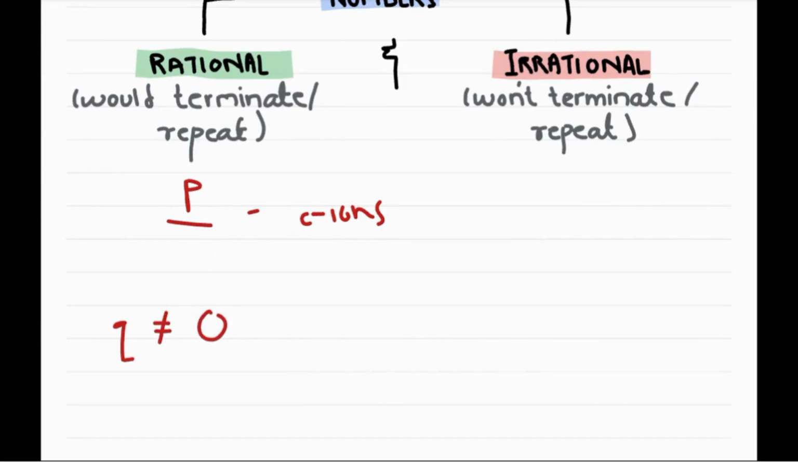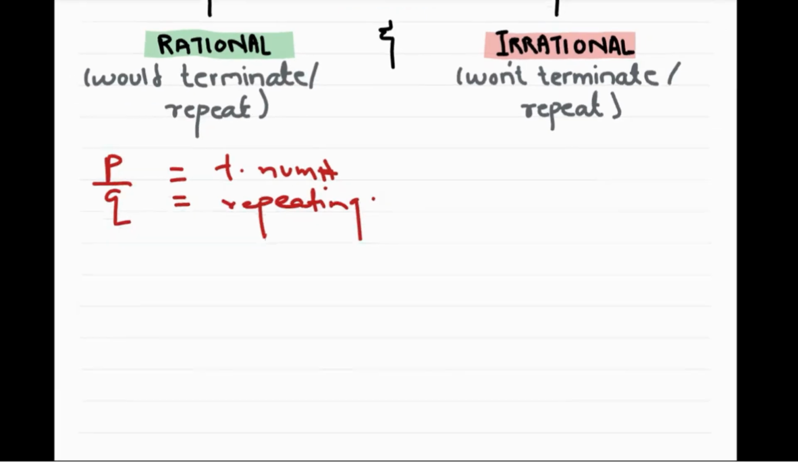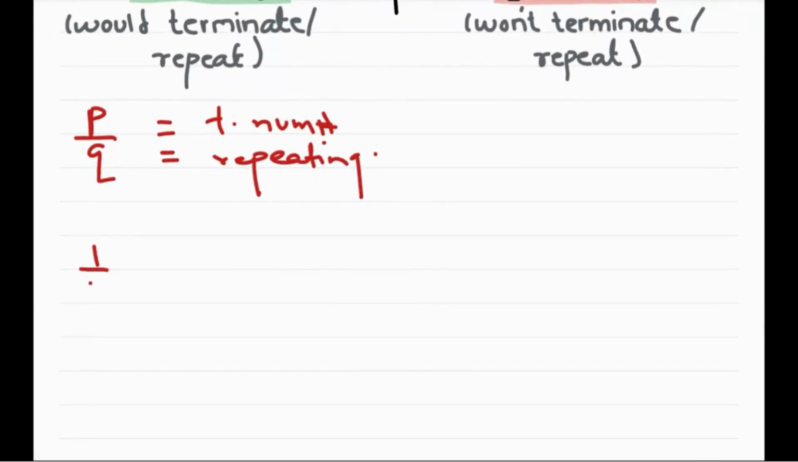So the second thing we should know is that rational numbers, when solved in the form of P upon Q, will either give us terminating numbers or repeating numbers. So terminating numbers, let's take an example, 1 upon 2, right? When we solve this, we'll get 0.5. So this number came to a point and it stopped, right? So 0.5 is an example of a terminating number or a terminating decimal.